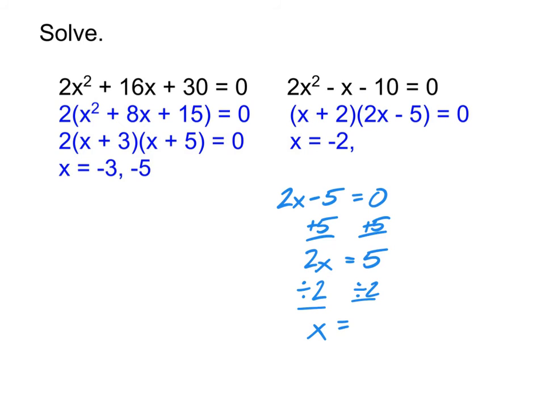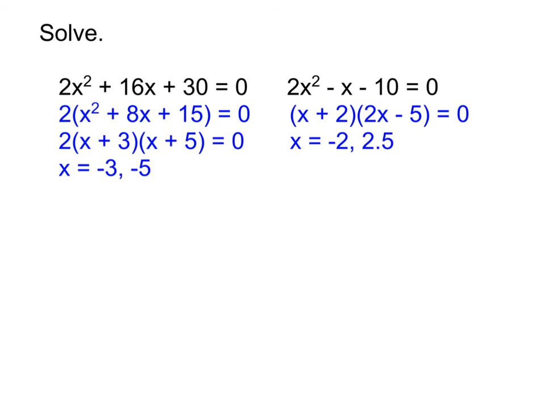And when you do that, you end up with x equals 5 halves, or you could write it as 2 and a half, or you could write that as 2.5. I'm not picky about which way you write it. Go with any of them. I wrote it as 2.5 up here, just because it's easier to type in decimals than it is to type in fractions.